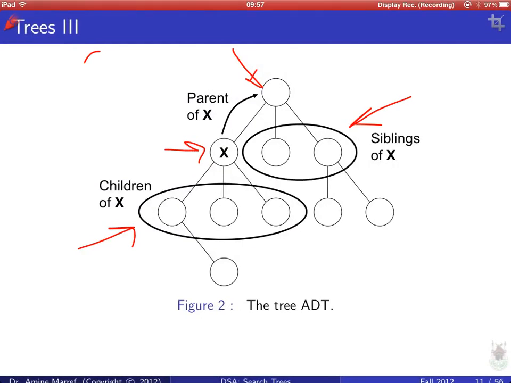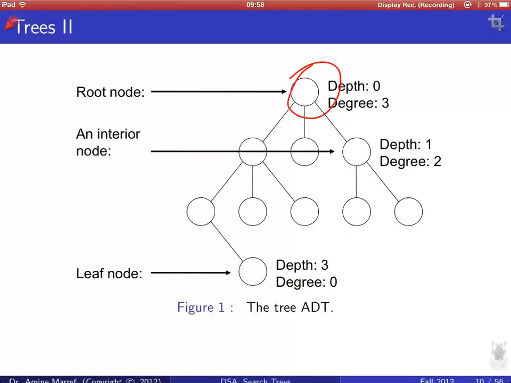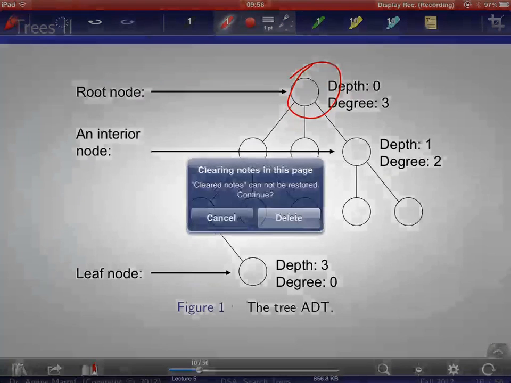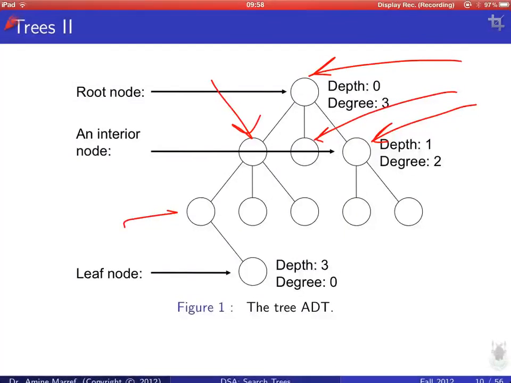So a tree starts with the root and then has children, and each child has other children, and so on. Each node has got what we call a depth. So the root is at depth 0. Okay, the depth of the root is 0. This is depth 1. This is depth 1. This is depth 1. This is depth 2, and these are depth 2. This is depth 3.